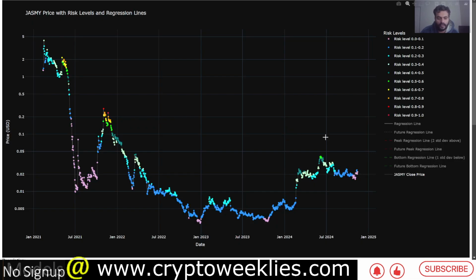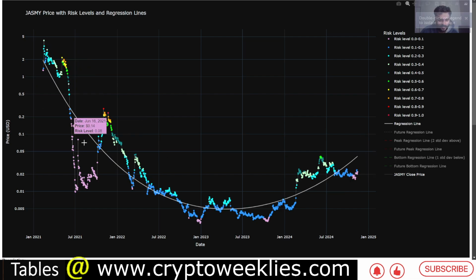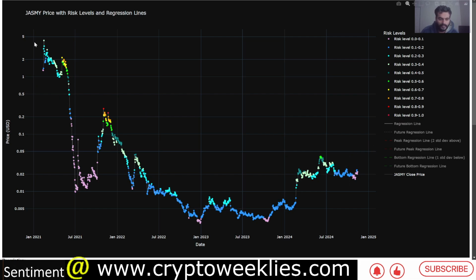In terms of the dollar cost average model, this is yet another model which, if you see this regression band, you will find that this gray regression line represents the polynomial regression function that we covered on those candles. Instead of a weekly level, this looks at the daily close, and based on the relationship between the price and this regression line, the risk levels and the color codes are assigned.